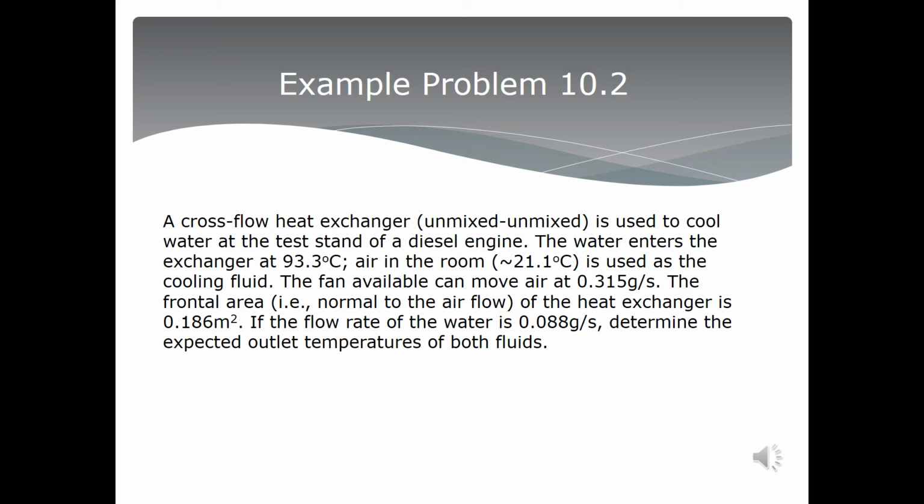Example problem 10.2 reads: a cross-flow heat exchanger is used to cool water at the test stand of a diesel engine. The water enters the exchanger at 93.3 degrees Celsius. Air in the room is used as a cooling fluid. The fan available can move air at 0.315 grams per second. The frontal area of the heat exchanger is 0.186 meters squared. If the flow rate of the water is 0.088 grams per second, determine the expected outlet temperatures of both fluids.